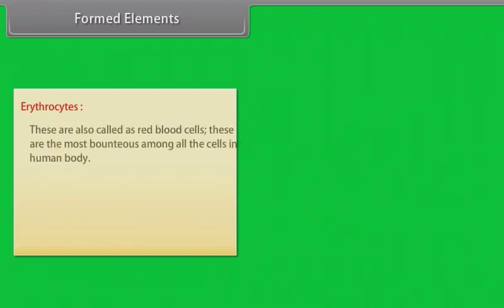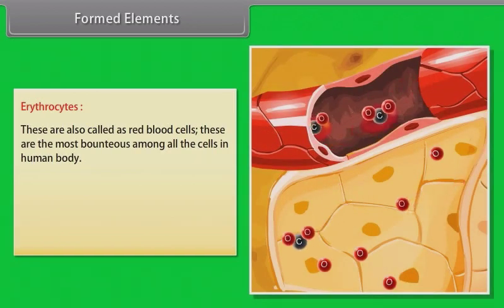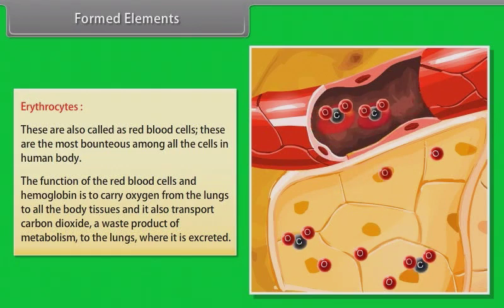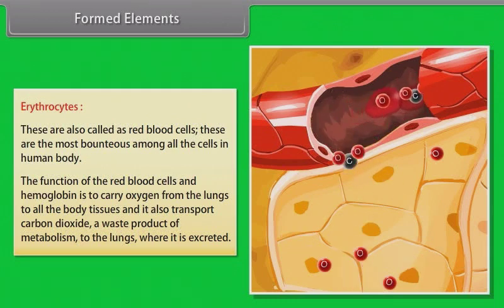Erythrocytes. These are also called red blood cells. These are the most abundant among all the cells in the human body. The function of the red blood cells and hemoglobin is to carry oxygen from the lungs to all the body tissues, and they also transport carbon dioxide, a waste product of metabolism, to the lungs, where it is excreted.